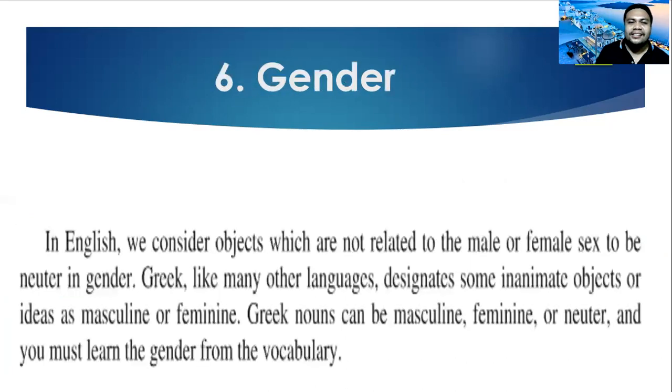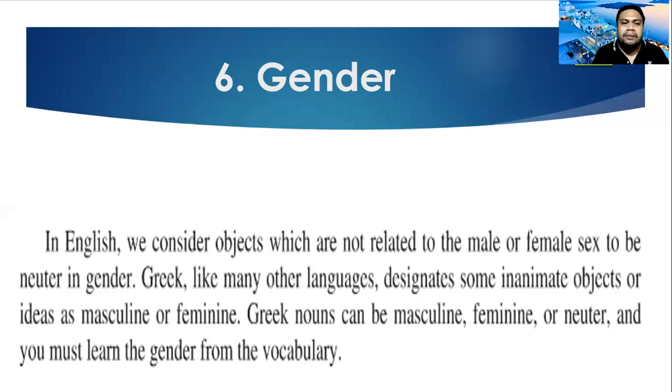All right, so that's it with the case. Let's proceed to the next characteristic of the nouns: gender. In English, we consider objects which are not related to the male or female sex to be neuter in gender, right? So if it is an object like the cell phone or this mouse, it is, of course, neuter. But in Greek, like many other languages, some inanimate objects or ideas are designated as masculine or feminine.